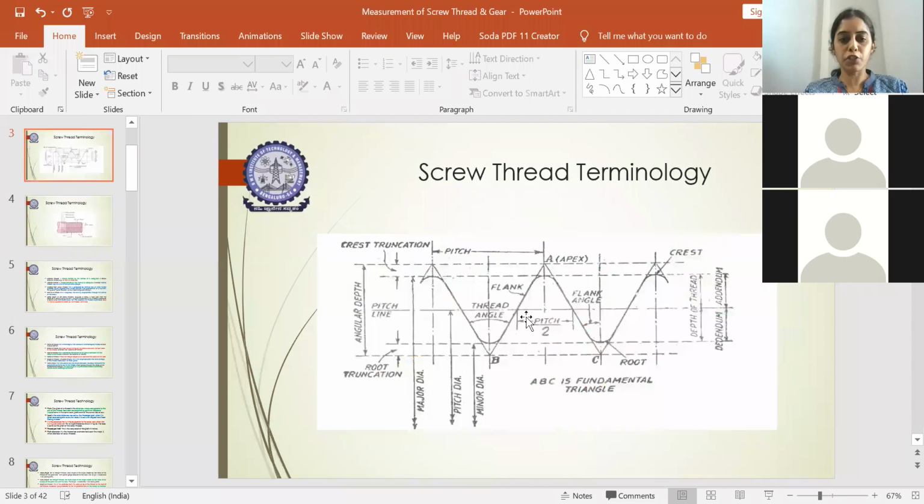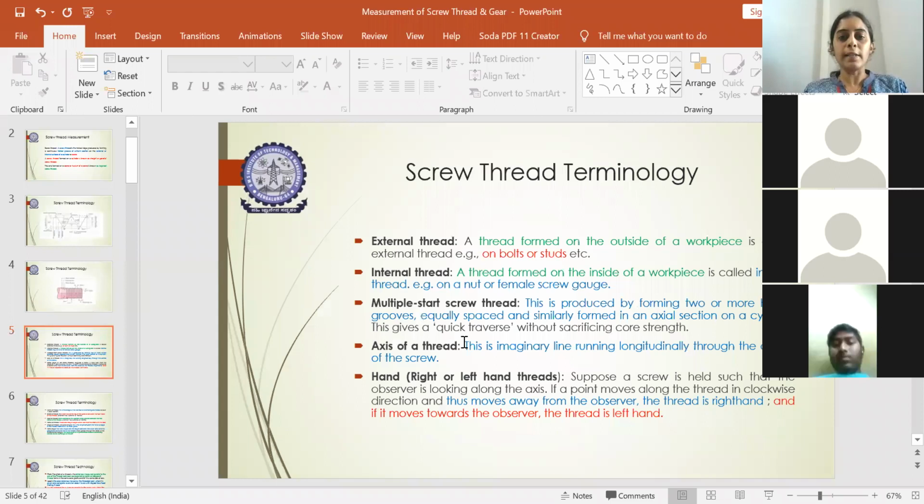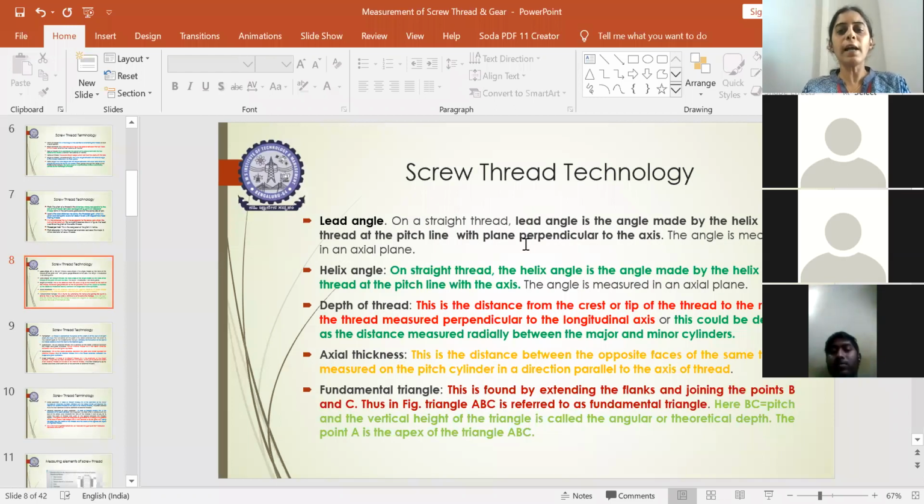So this is the pitch line. At the pitch line you will get the lead angle when you have a longitudinal axis perpendicular to it. So that you call the lead angle. Here you will have a helix of the thread across the pitch line, and across the pitch line you will have a plane perpendicular to the axis. We have to draw and show that exactly. So that angle formed will be called a lead angle.